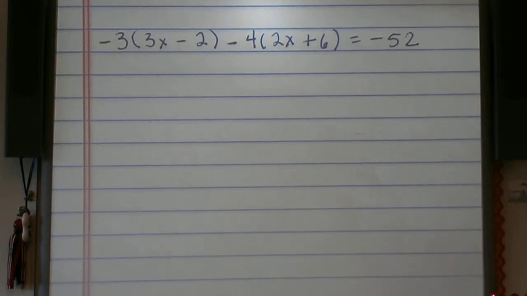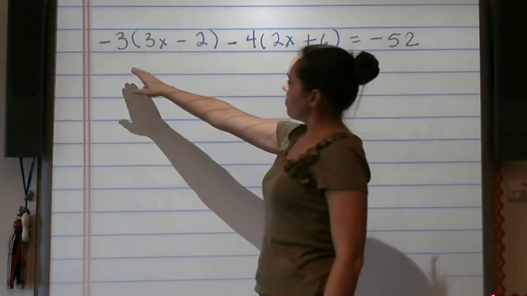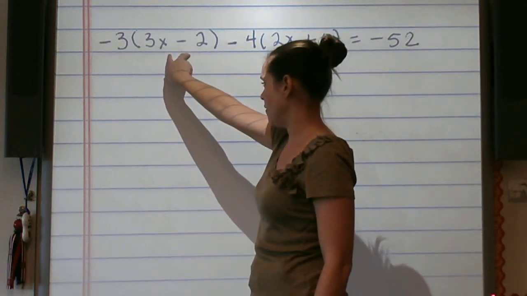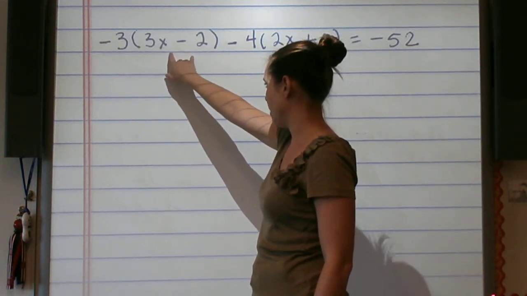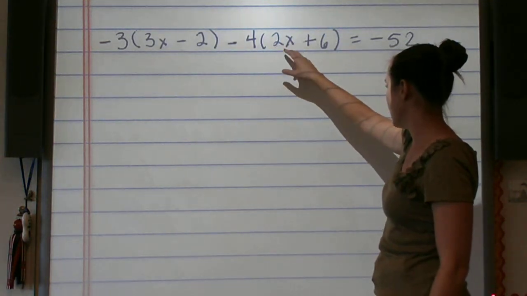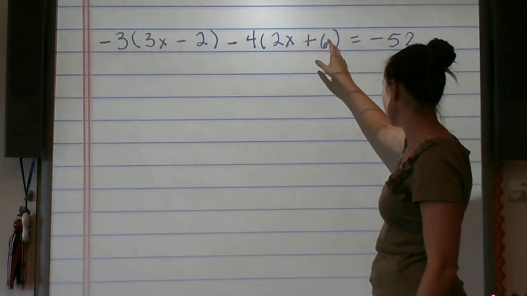All right? So this time we're going to have to not only simplify like terms, but we're first going to have to use the distributive property so that we can simplify our information that's in the parentheses. So what we have here is negative 3 times the difference of 3 times x minus 2, minus 4 times the sum of 2x plus 6.